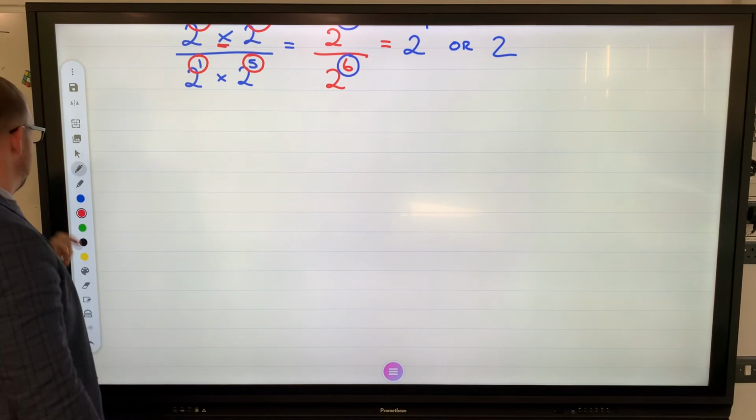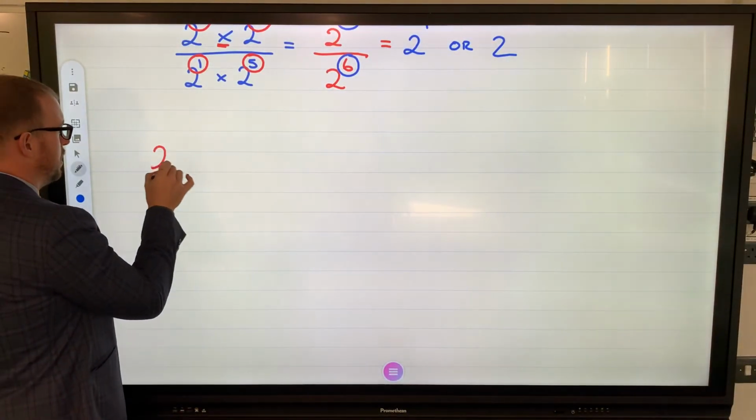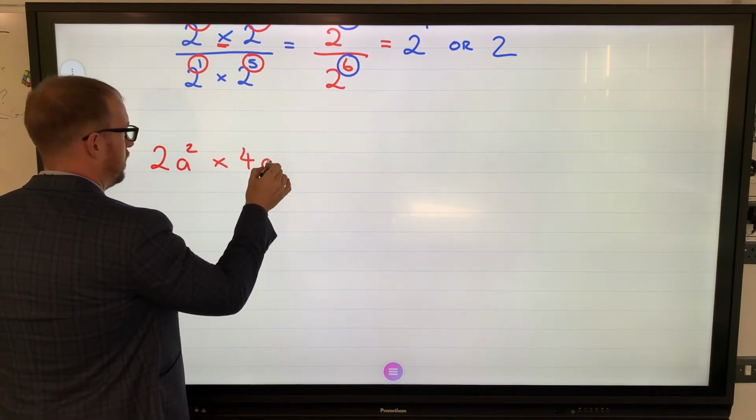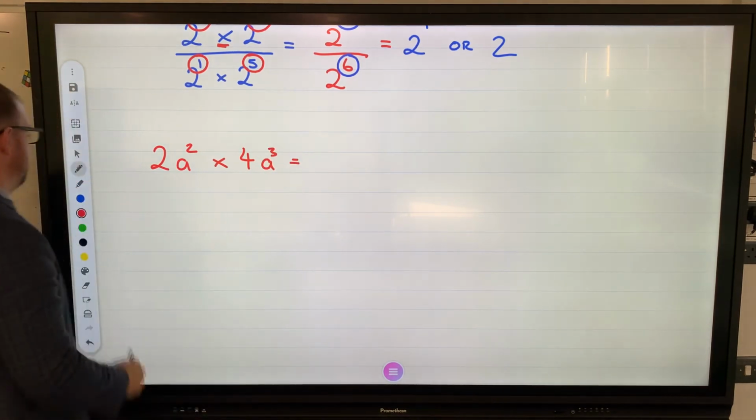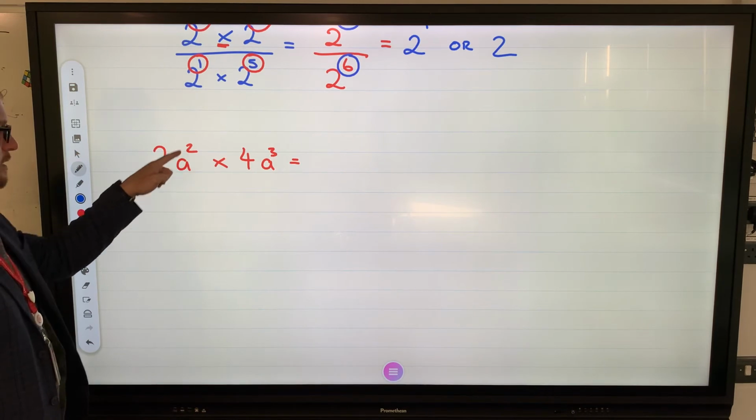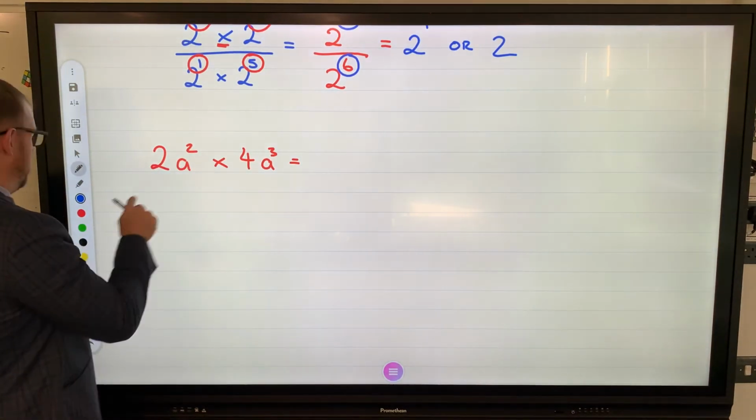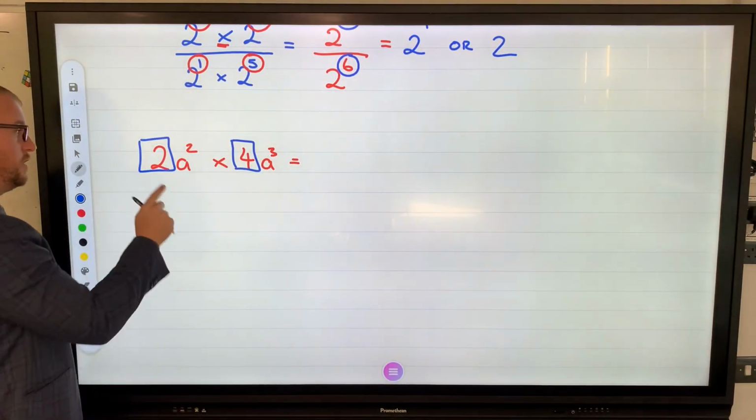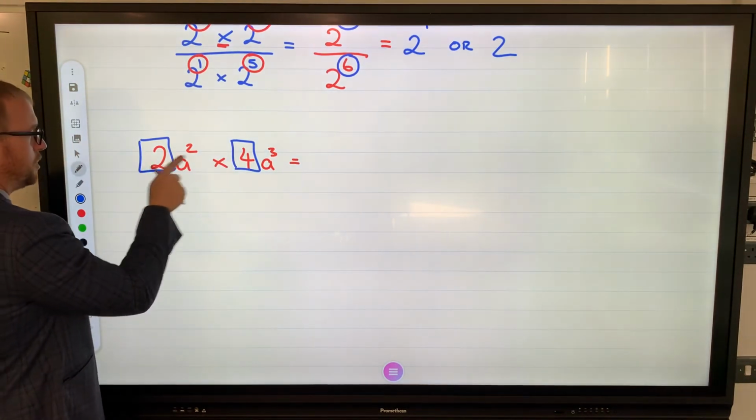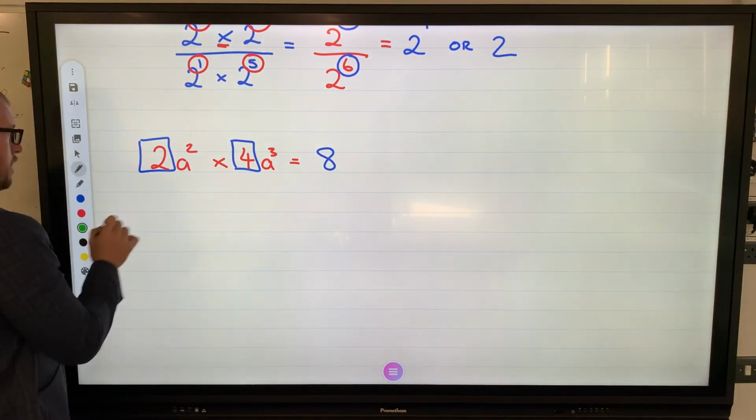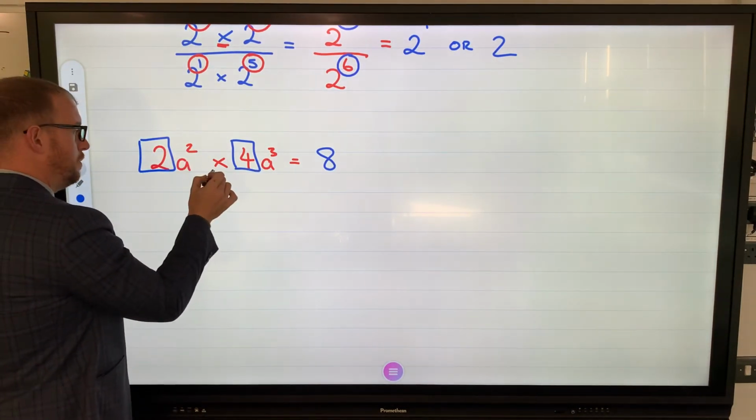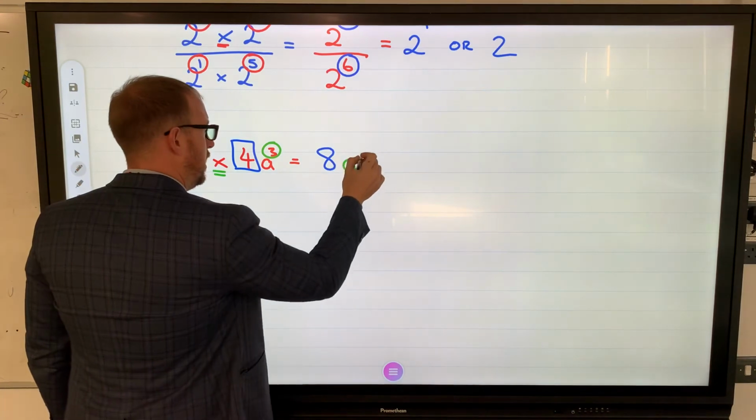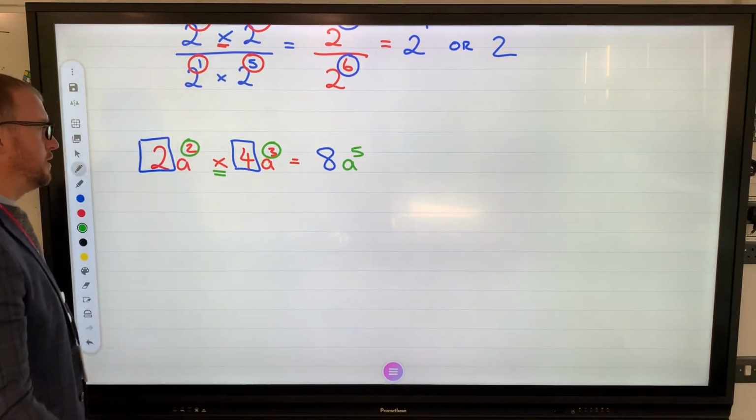How about then, if I used letters and numbers together? If I had 2a squared multiplied by 4a cubed. Big numbers, letters and powers. Multiplication. I'm going to start off with my big numbers in front here. With these, you do actually multiply them. So I've got 2 times 4 is 8. I've got a squared times a cubed. When we multiply, we add the powers. The base number or letter stays the same. a to the power of 5, because I add the powers.